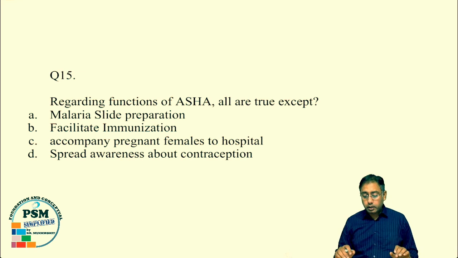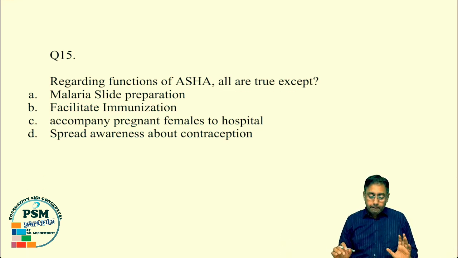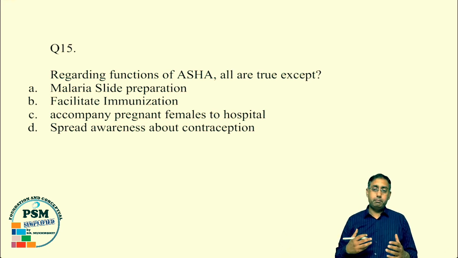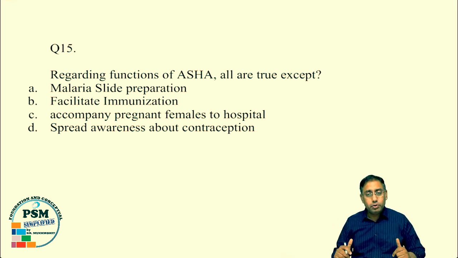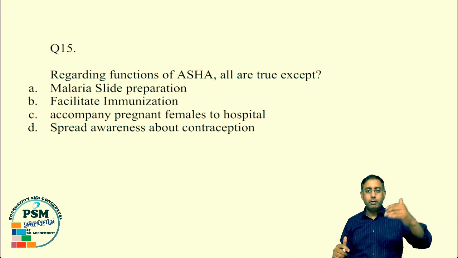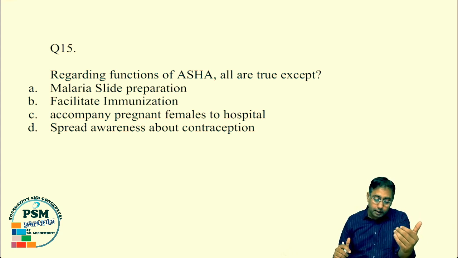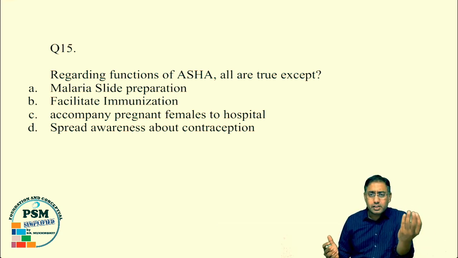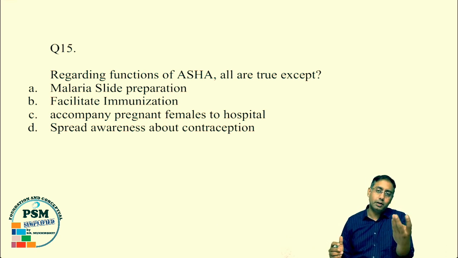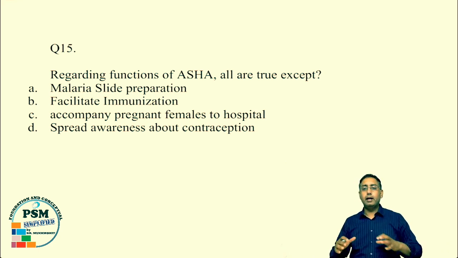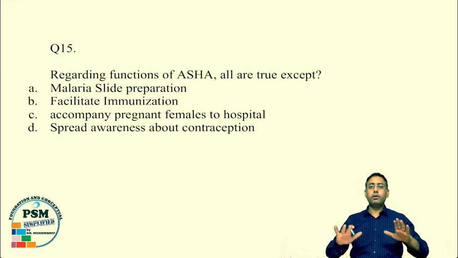Regarding functions of ASHA, all are true except. So this was a funny MCQ. It was an important MCQ. Many students have complained that they were not able to do it, but it's a very direct question. So all those who could do it, three cheers for you. You have already scored very nicely, and you're way ahead of the other students. Good job done. We all know ASHA is a voluntary, incentive-based worker, 25 to 45 years of age, and she does all the work at the village level, grassroots level, for the community.